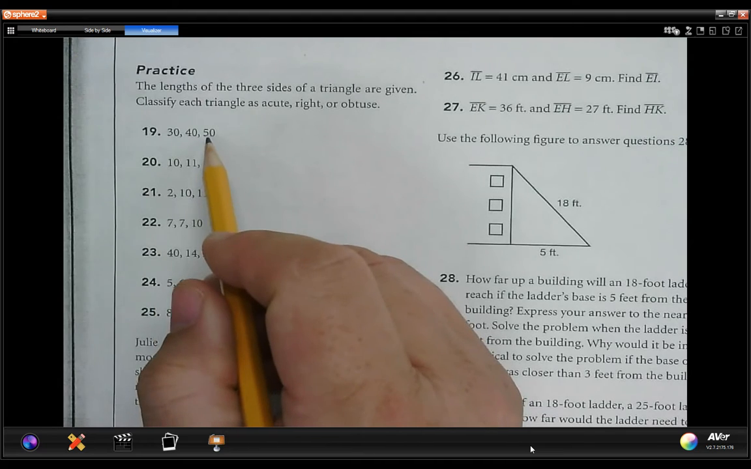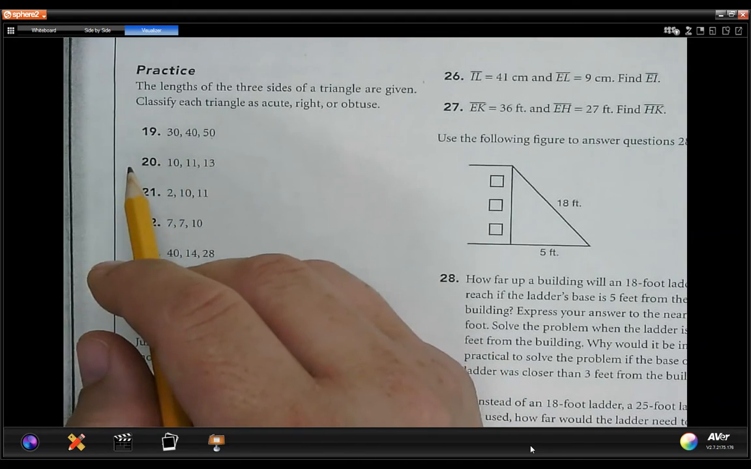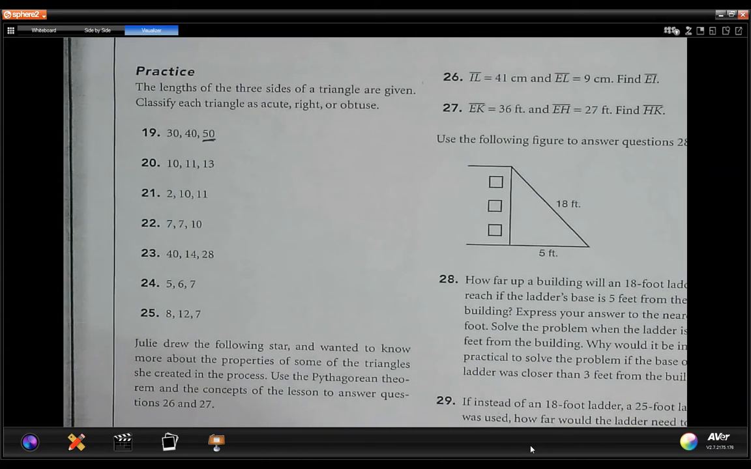And so if these are my three numbers in my triangle, then this number right here, 50, would have to be the hypotenuse if this is truly a right triangle, okay? So let's think about this for just a second.